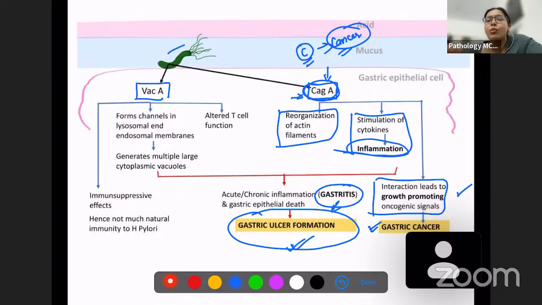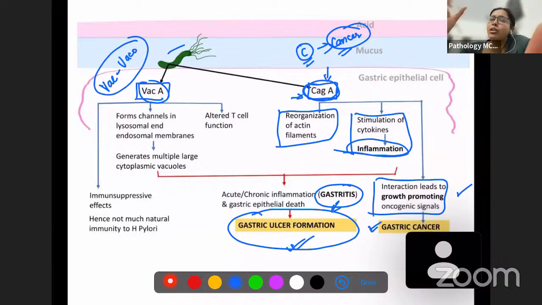What does VacA do? VacA forms a channel in the lysosomal end. Remember VacA for vacuolation. So VacA will cause vacuolation. It generates multiple large cytoplasmic vacuoles in the cell. And this has immunosuppressive effects also.